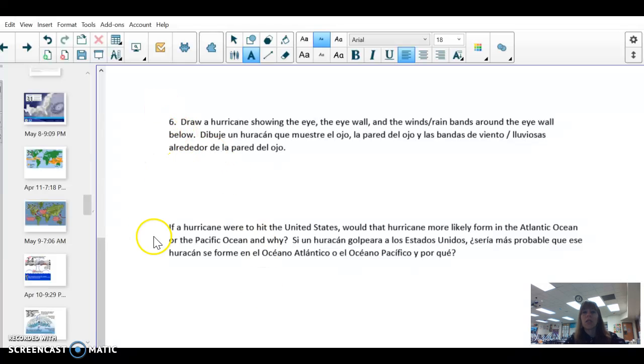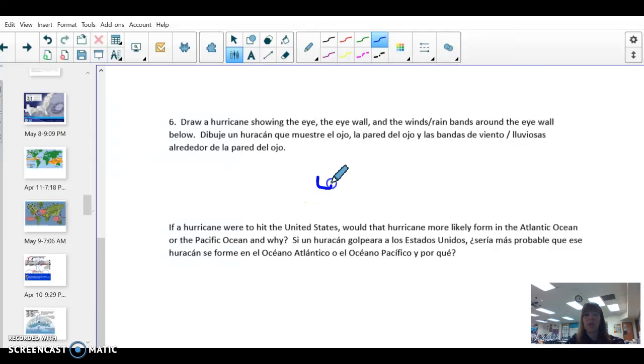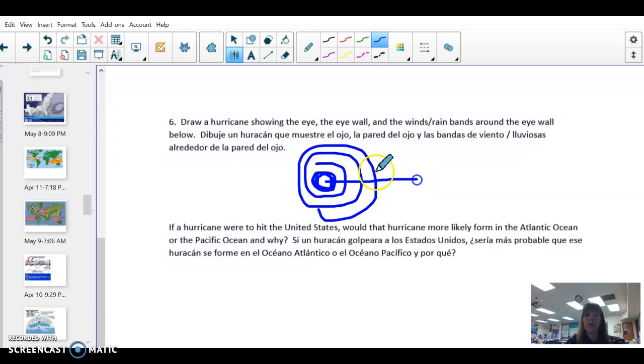Okay, last question focuses on hurricanes. So I want you to sketch with me. I'm going to draw a circle in the middle, and then I'm going to make a round that's more solid like that. And then I'm going to draw a little swirly around it like this. Now I want you to try and label that. I want you to label this part, and then I want you to label this part here. Okay, using one's the eye wall, and there's the winds or rain bands around the eye wall. Okay, pause your video and try that one.